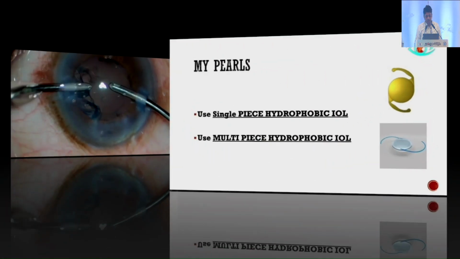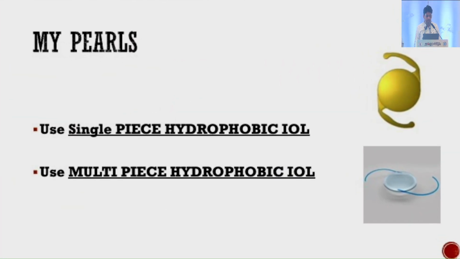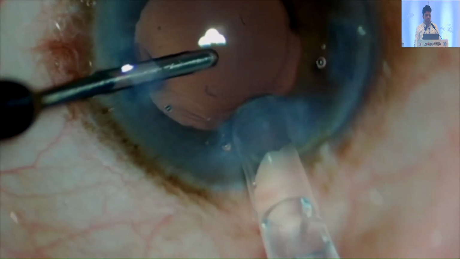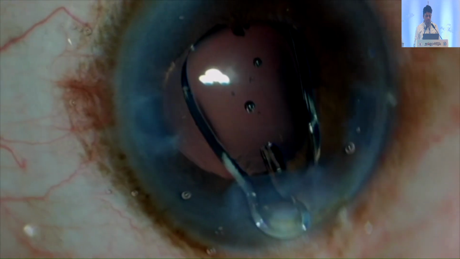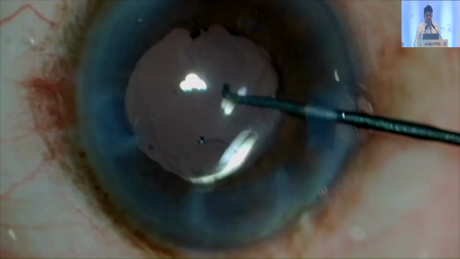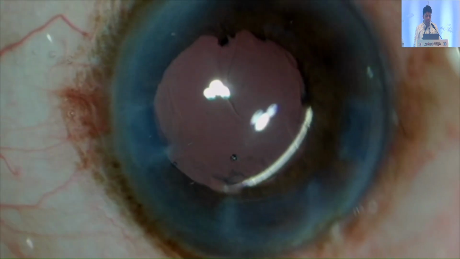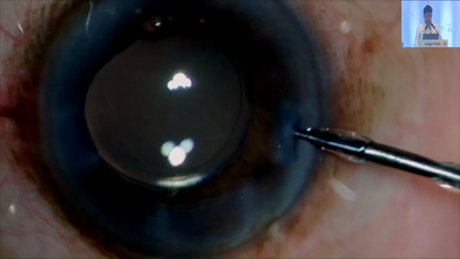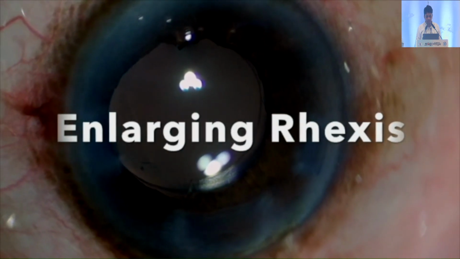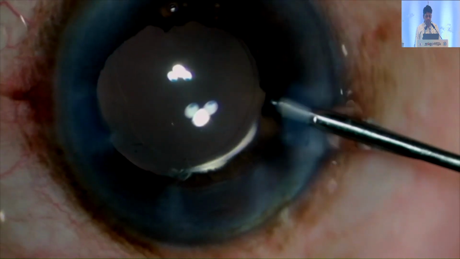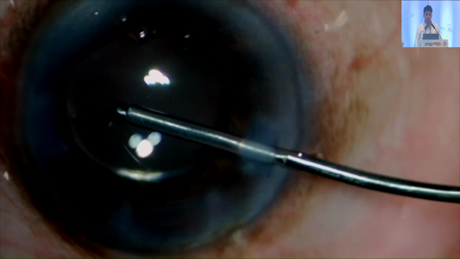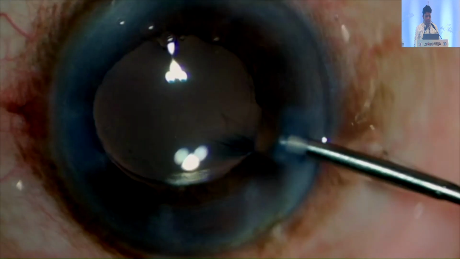After removing the cortical wash, for IOL placement, generally my choice is a single-piece hydrophobic IOL, but in coexistent elements of zonulopathies or a rare situation, we can use a multi-piece hydrophobic IOL. In this case, I thought that the rhexis was a little bit smaller than required, so I went ahead with expansion of the rhexis after IOL implantation. A smaller rhexis can lead to more phimosis in such cases.